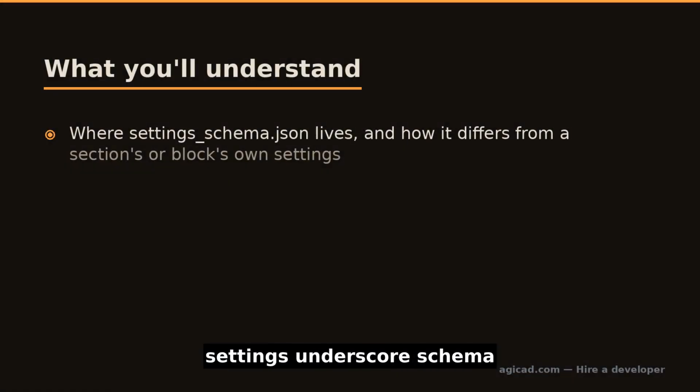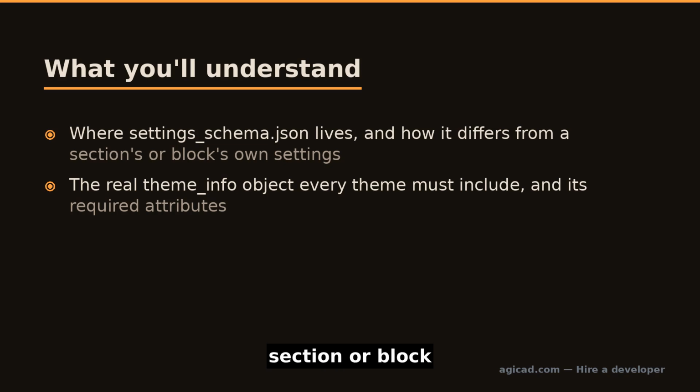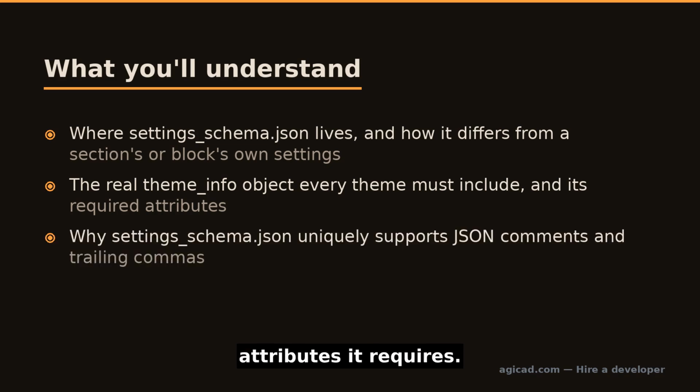Where settings_schema.json actually lives, and how its theme-wide settings differ from the settings a single section or block can declare on its own. The real theme_info object that every theme must include, and which attributes it requires. Why this one particular file, unlike most other theme JSON files, is allowed to contain comments and trailing commas.